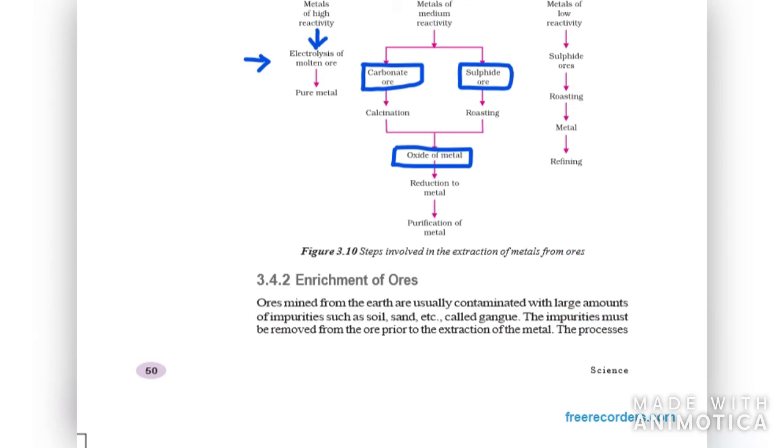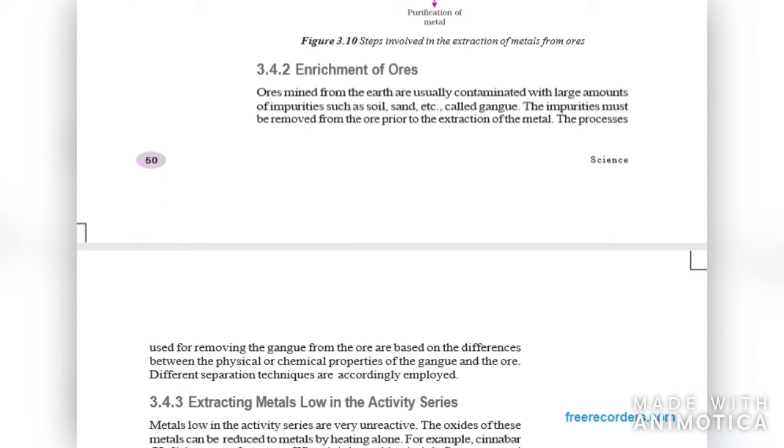Now the next topic is enrichment of ores. We basically have to study what are the enrichments we have in ores. So like we talk about impurities in this. As we can read the first line, it says ores mined from the earth are usually contaminated with large amount of impurities such as soil, sand, etc. And that impurity is known as gangue. So the impurities must be removed from the ore prior to the extraction of metal. So basically we have to remove these impurities from our ores to have pure metal at the end.